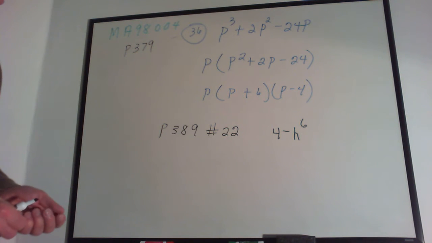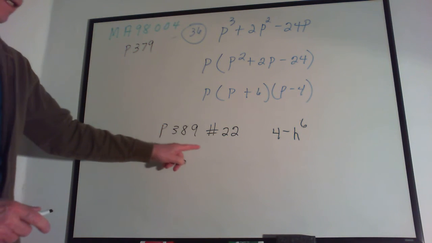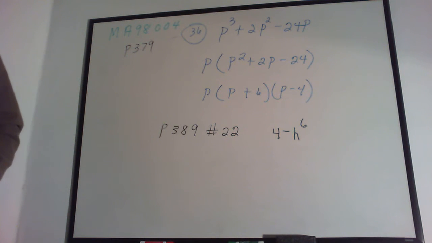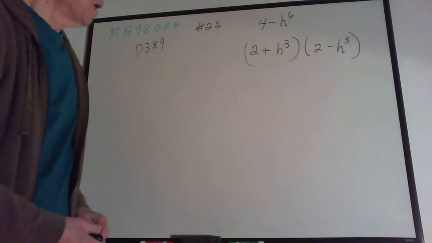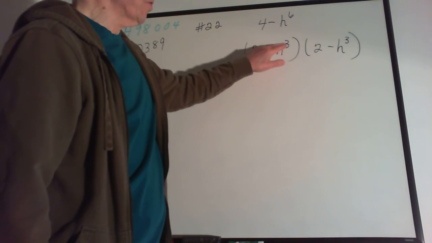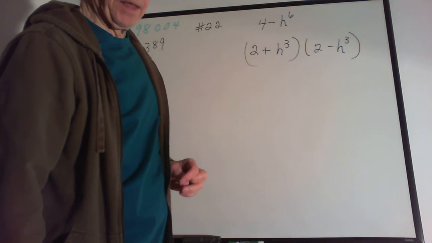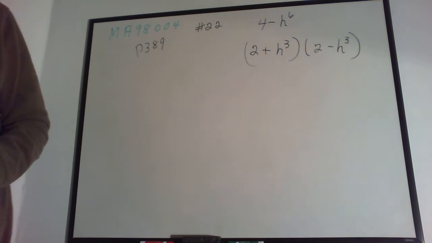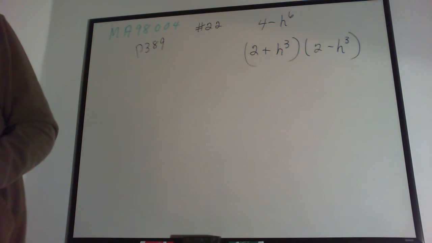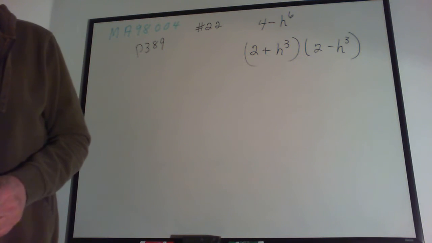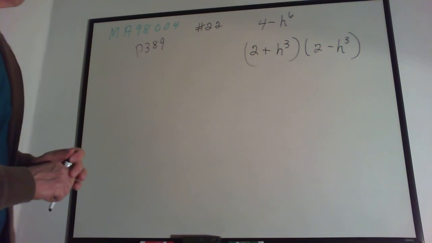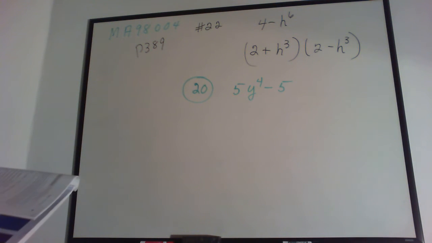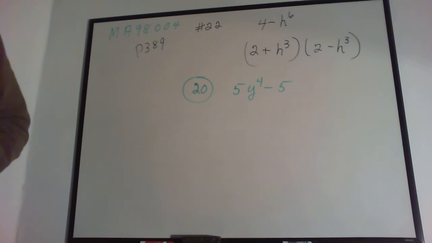Try problem number 22 on page 389. 4 minus h to the 6th. Okay, it's going to give you 2 plus h cubed, 2 minus h cubed. If you multiply them back out, you'll see you end up with 4 minus h to the 6th. Try problem number 20. Okay, pause the video, give it a try, see how you do with it.